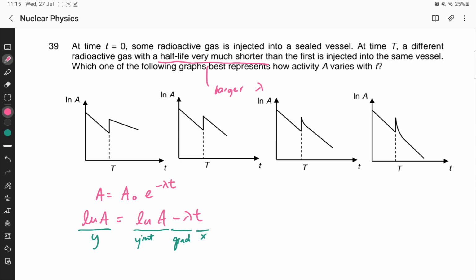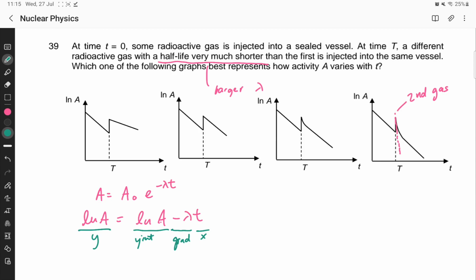So we should expect, right after you inject the new gas, the shape of the graph will be dominated more by the second gas, which has a higher activity and larger lambda. So imagine the second gas alone will have a steeper gradient. So it's like a steeper gradient here, contributed by the second gas. But this second gas dies out very fast. So eventually, after a long enough time, most of the second gas will have decayed.